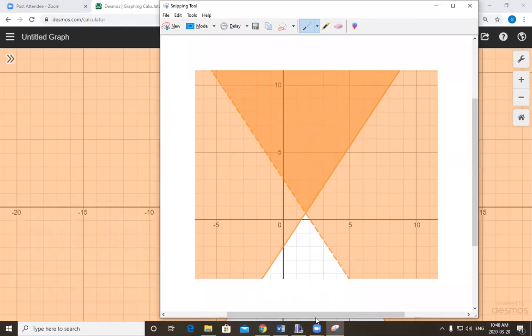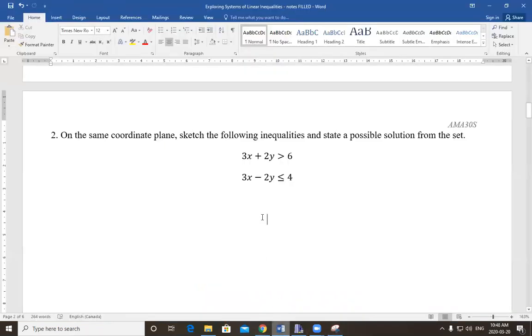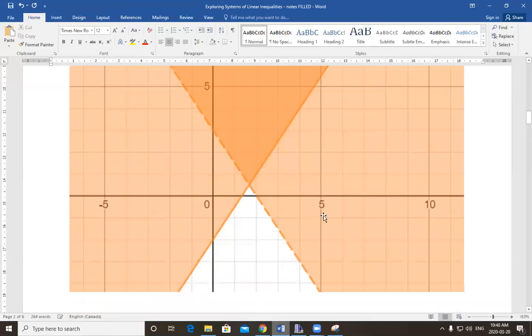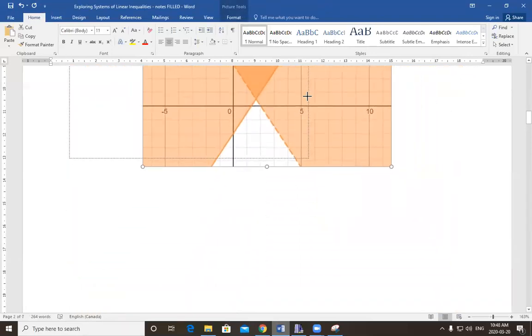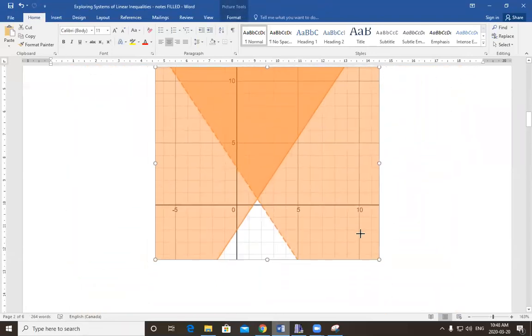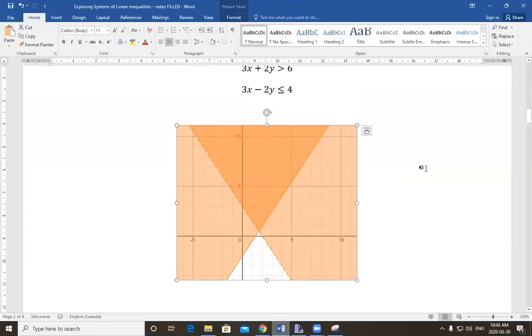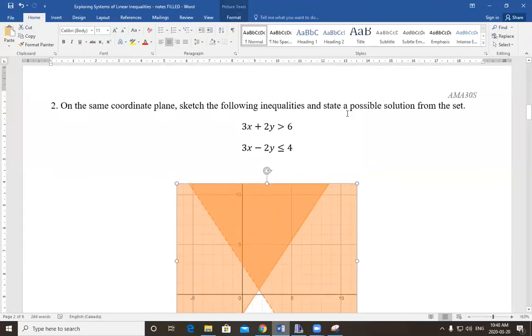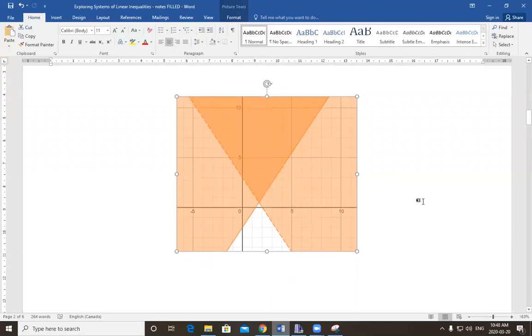Right click, copy into our Word document, Control V, and again, make it a bit smaller, and we've got it. Okay, so now we have our graph, and it says state a possible solution from the set. So again, we're looking for everything in the intersection region, so not below the dotted line or to the right-hand side of the second inequality. It has to be in between.